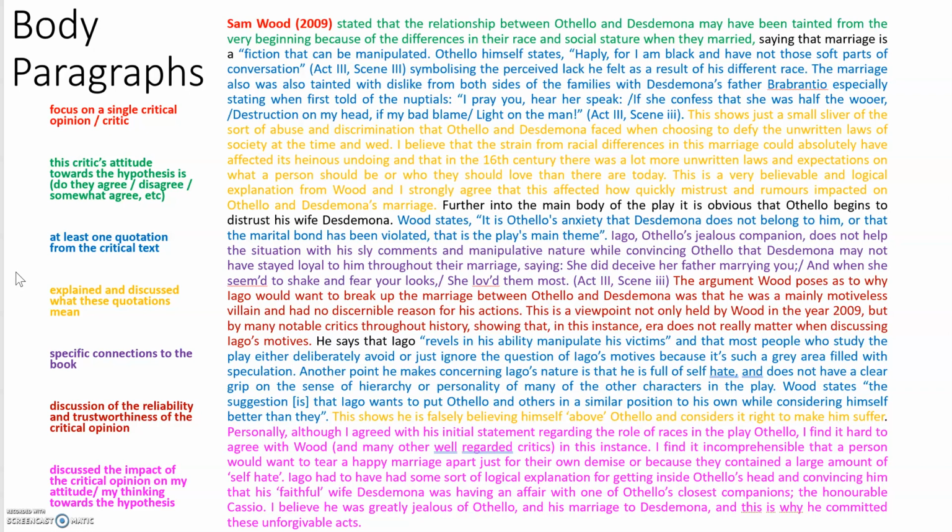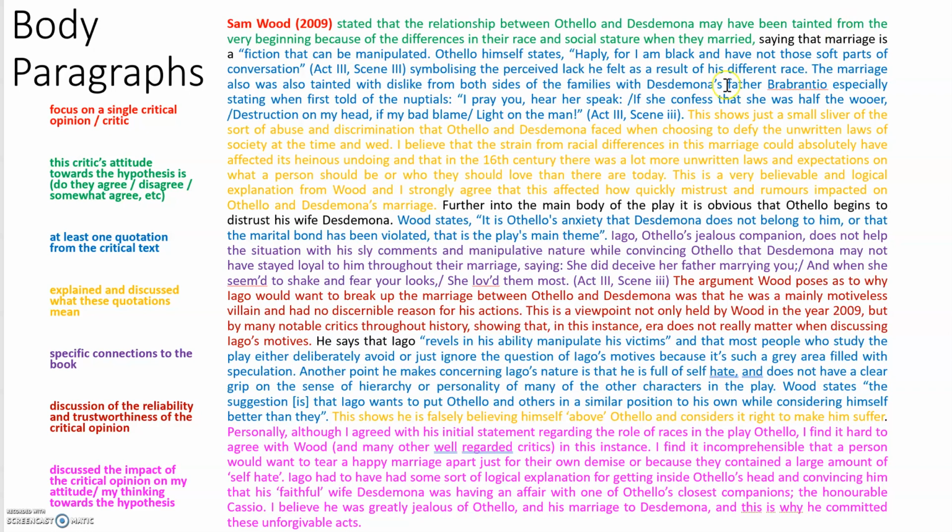You need to tell the marker, the reader of your essay, the reader of your critical text analysis, what you make of this quote. And so a good idea is to start with "this shows." And so this shows is just a small example of the sort of abuse and discrimination that Othello and Desdemona faced when choosing to defy the unwritten laws of society at the time and wed.